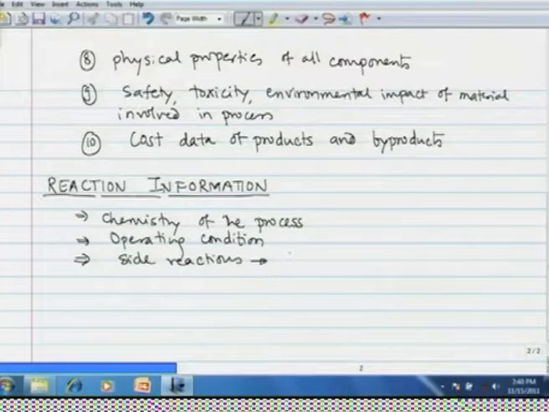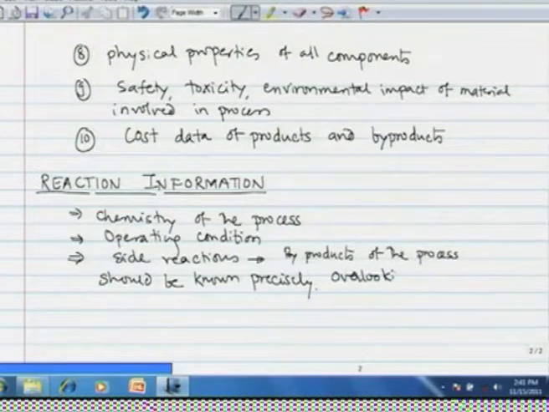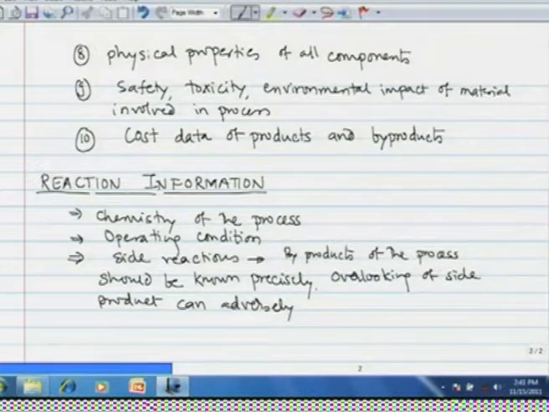So, at that point we need to know that side products or byproducts of the process should be known precisely. Overlooking of side products can adversely affect the economy of the process.